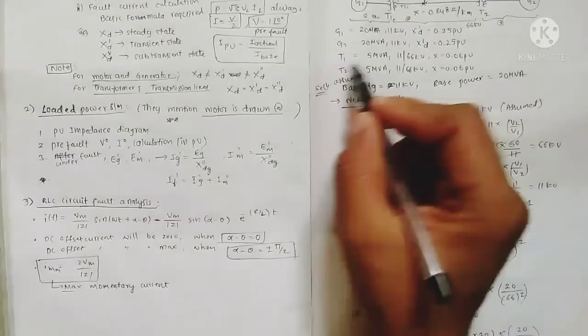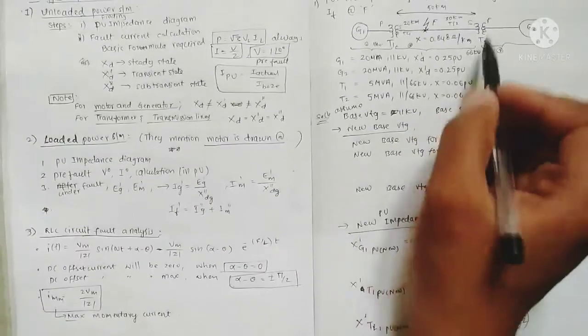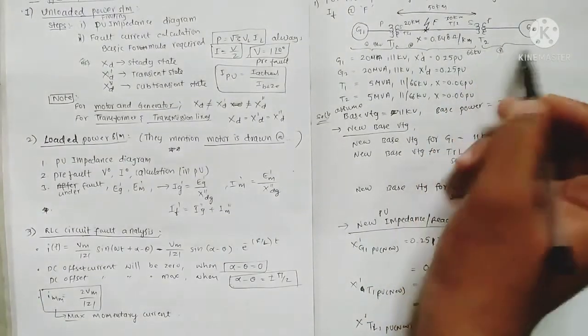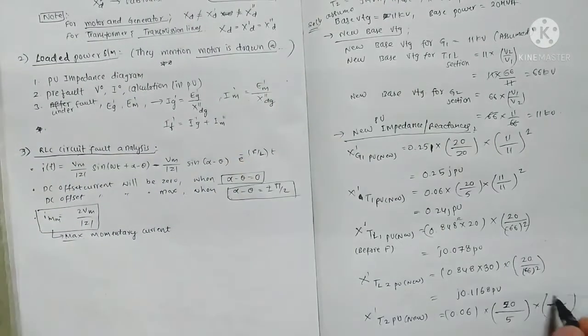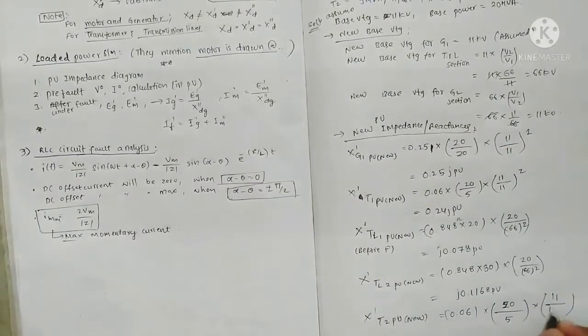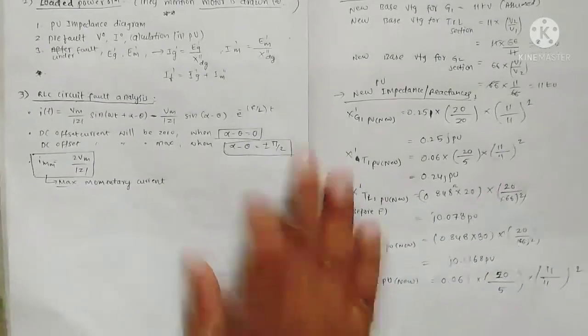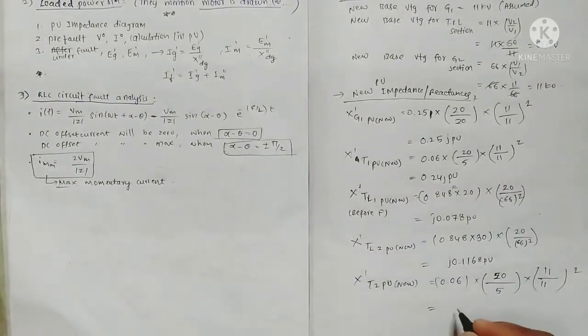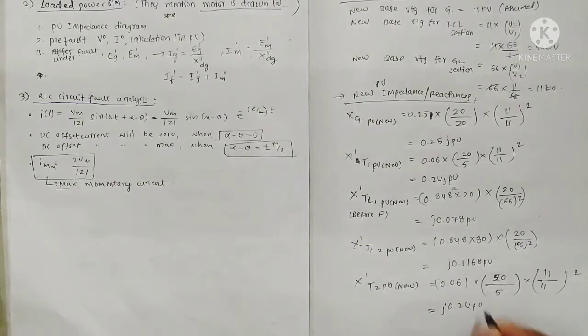For the voltage of T1, I'll take the primary side, meaning this section's voltage. The primary side voltage is 11, and the generator G2 section voltage is 11, whole square. If we calculate, we get the solution as J 0.24 pu.